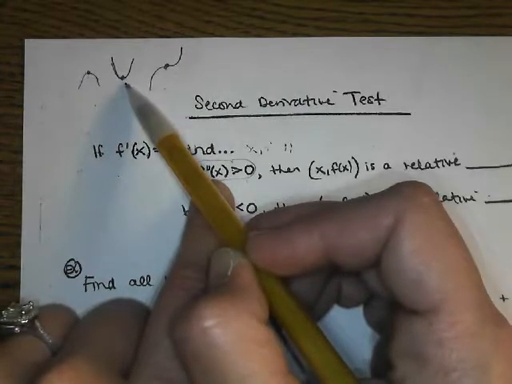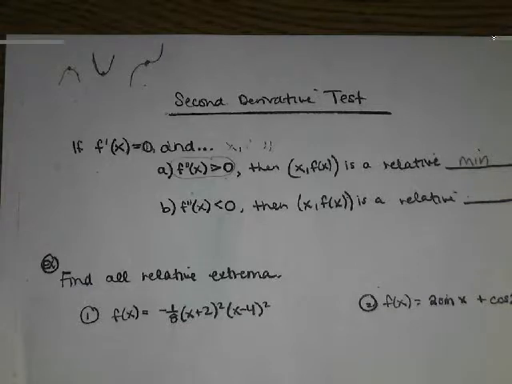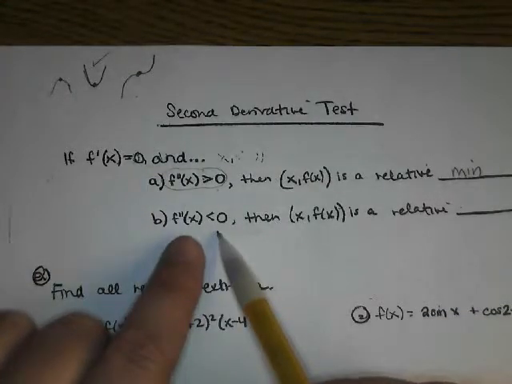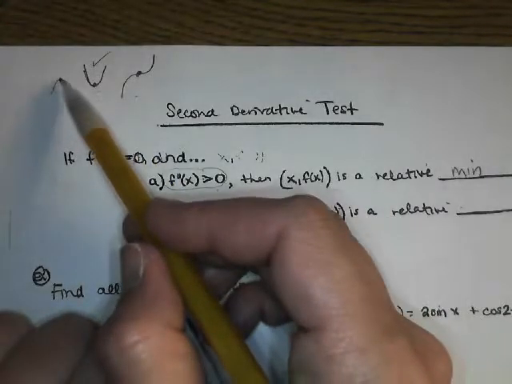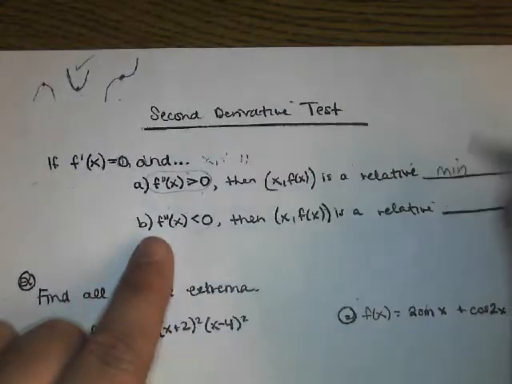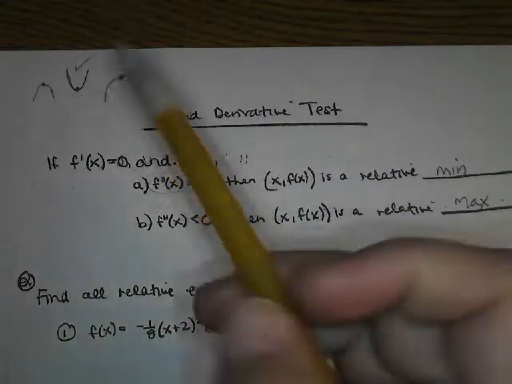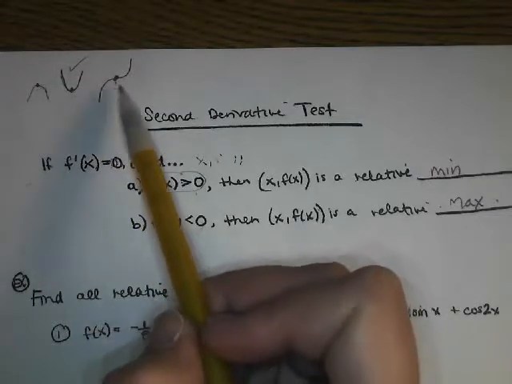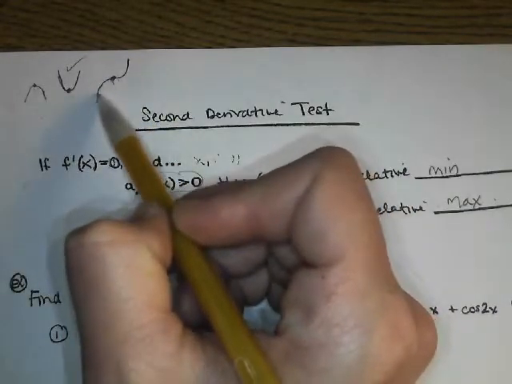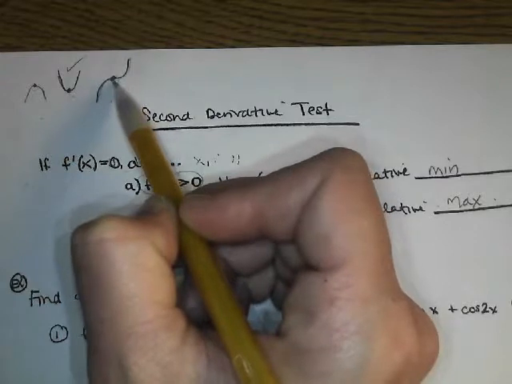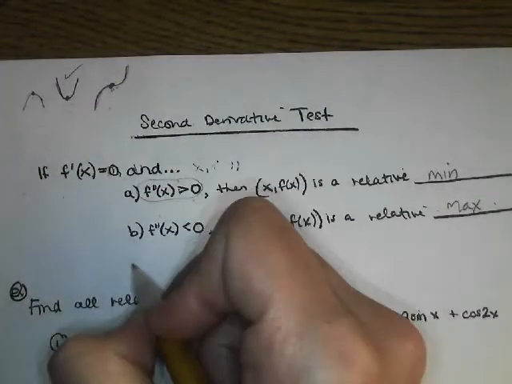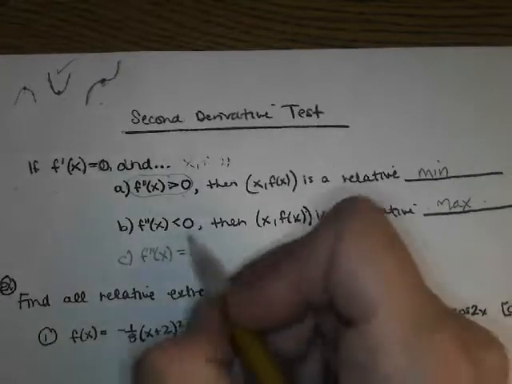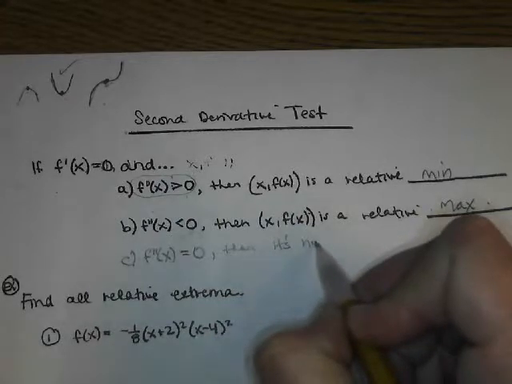If your first derivative is zero again, but your second derivative is negative, that means it's concave down, that would be here, then this is a relative maximum. And here, what would your second derivative equal, do you think? Zero. Because prior to it, it's concave down, and right after it, it's concave up. So because that's a point of inflection, you can add this if you want: if your second derivative equals zero, then it's not a relative min or max. Good.